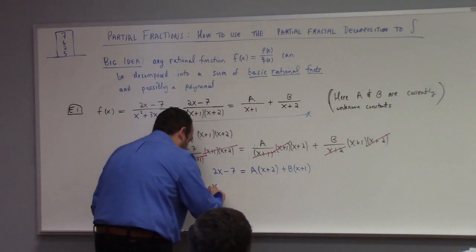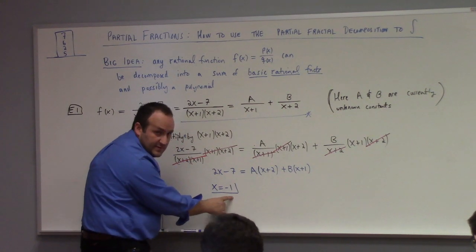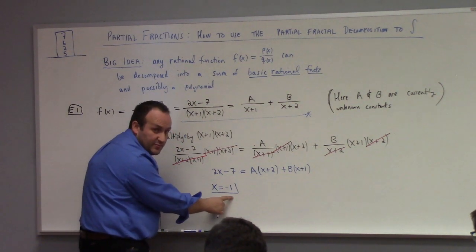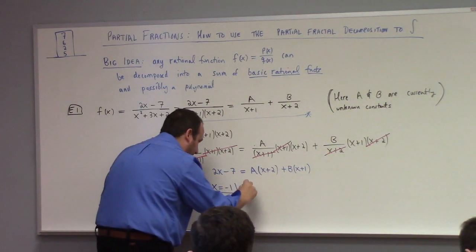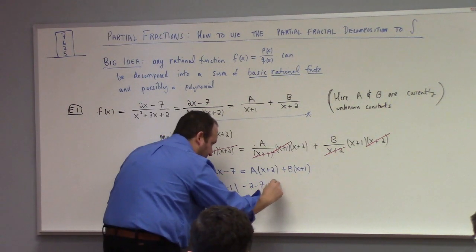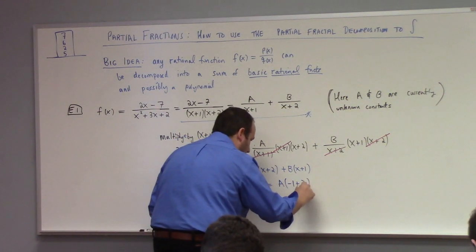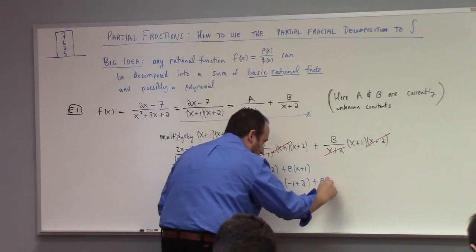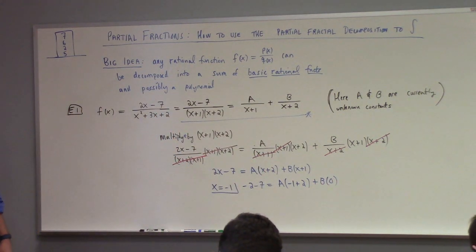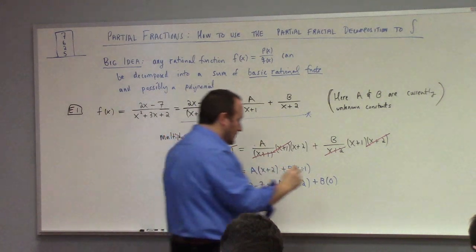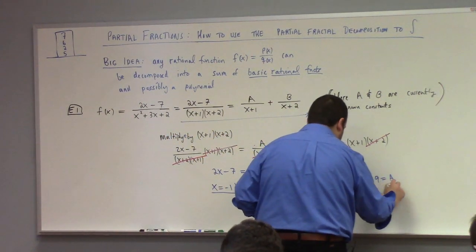Yeah. So if we put x equal to minus 1, so what I do is I say x equals minus 1 like this. That tells the reader I'm putting x equal to minus 1. And then I do that. So that's minus 2 minus 7 equals A times minus 1 plus 2 plus B times, well, 0, right? So that's a good choice because that says minus 9 is equal to A. Hey, well, there's one.